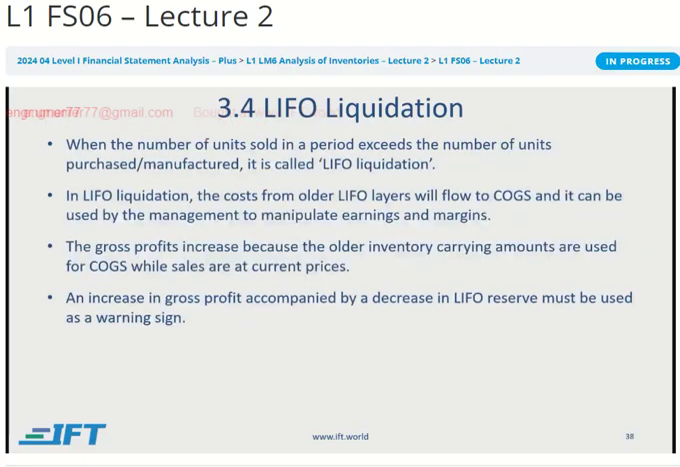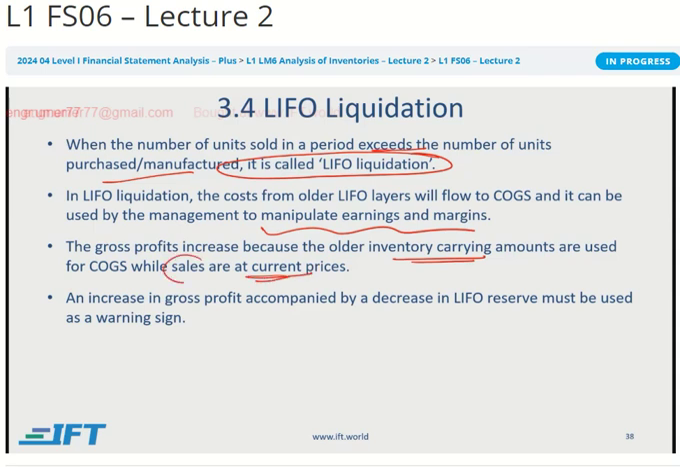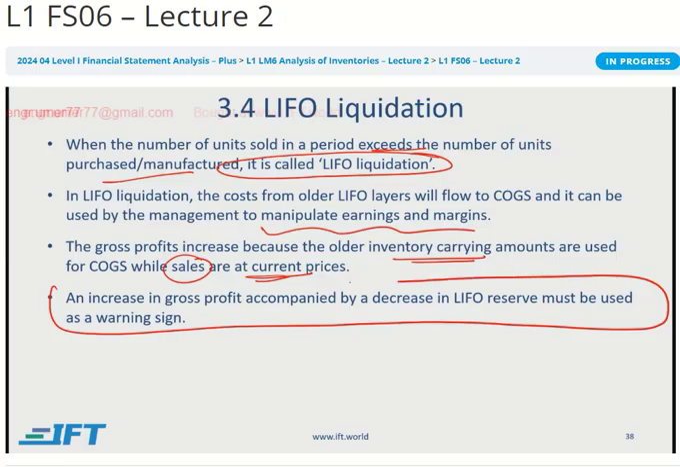So when the number of units sold is more than the ones being purchased or manufactured, that is called LIFO liquidation, and this is something that can be used by management to manipulate earnings, and therefore IFRS obviously doesn't like LIFO. It doesn't allow LIFO, right? So gross profits will be higher because the cheaper inventory is being sold, whereas the sales are at the current market prices. So what you should do as an analyst is, if you see an increase in gross profit, just check: is it because the LIFO reserve is being liquidated, or is it because the sales prices have increased?